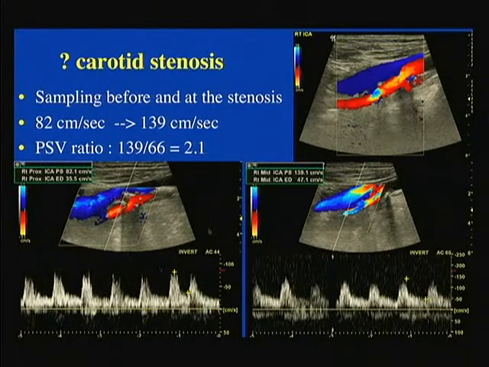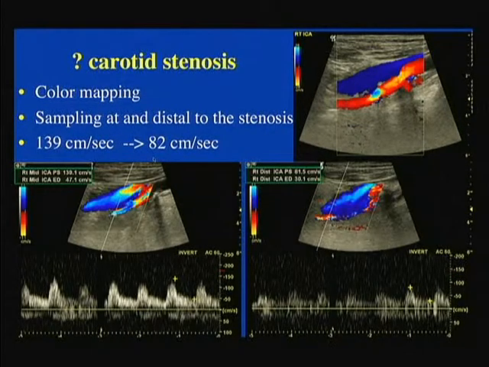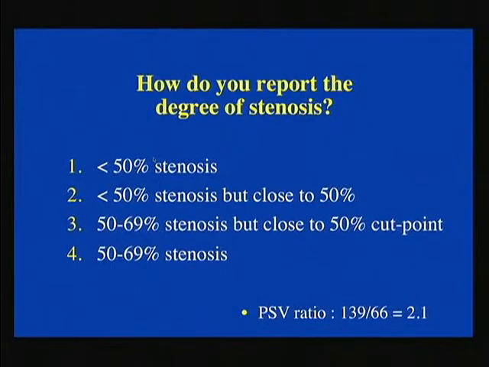We find the stenosis, a point where the velocity is 139 centimeters per second. We also do a velocity ratio, 139 divided by 66, which is 2.1. Okay. And we sample distal just to make sure that there's no second lesion more downstream, and what we get is basically a normal decrease in velocity with distance from the stenosis.